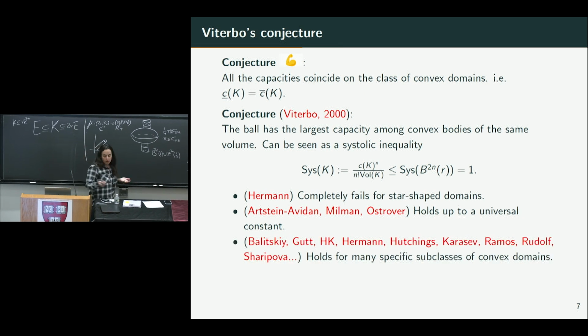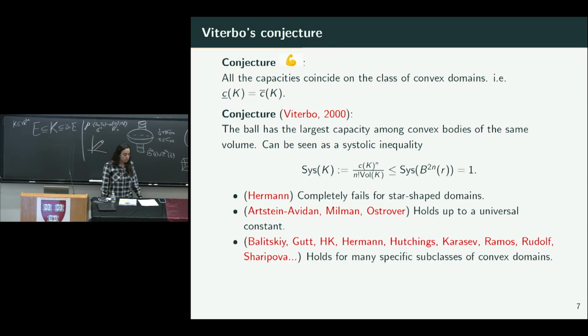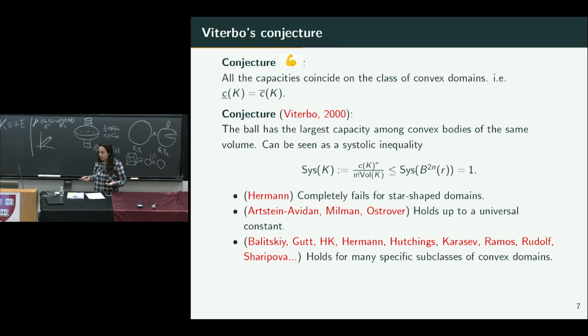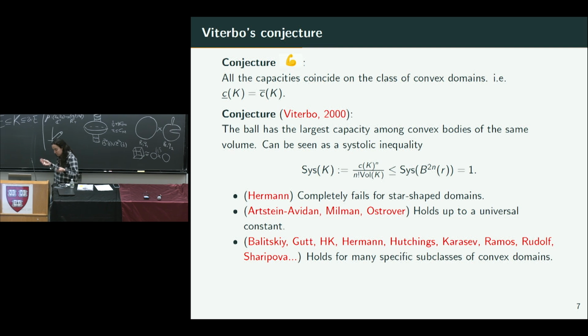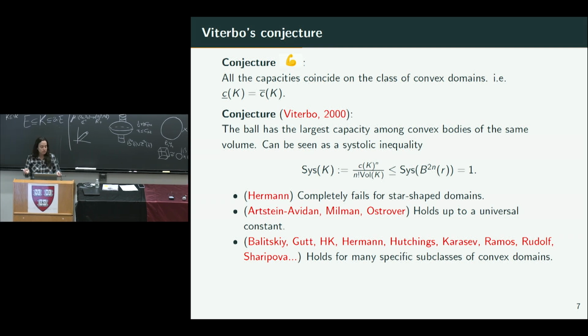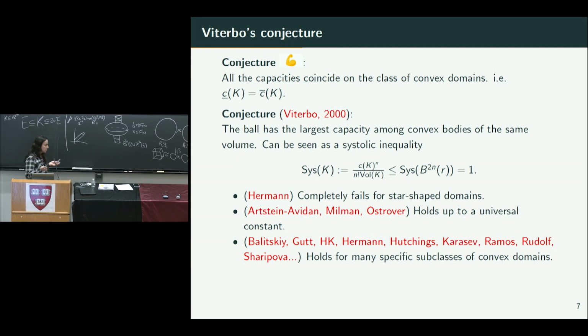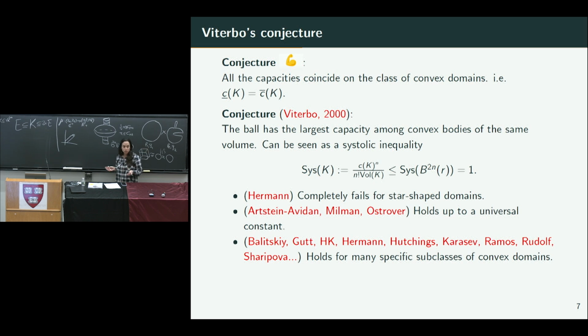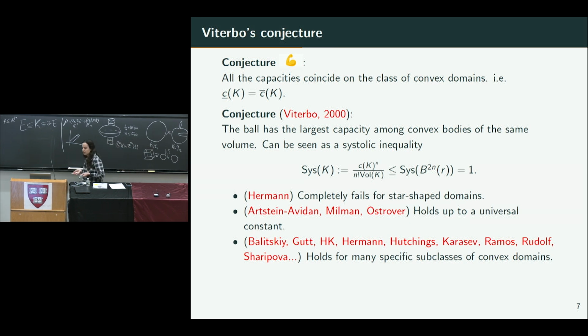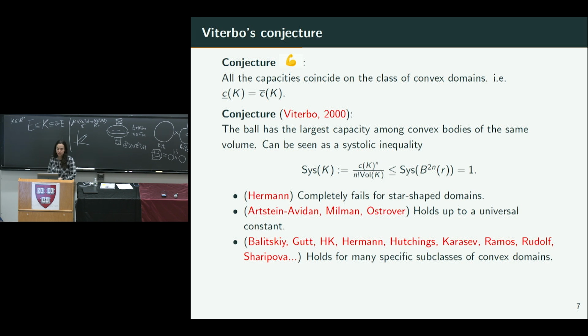And okay, throughout the years since it was introduced, many special cases of this conjecture, for specific subclasses of convex domains, the conjecture has been shown. So maybe that is another indication for it.